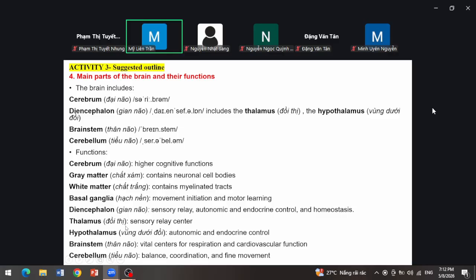Thalamus is the sensory relay center and hypothalamus is used for autonomic and endocrine control.